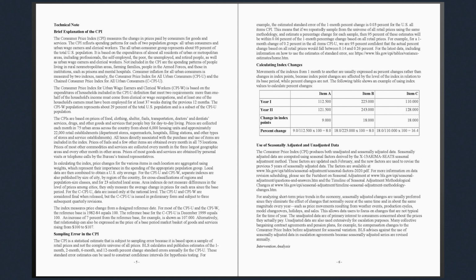For example, the estimated standard error of the 1-month percent change is 0.03% for the U.S. all items CPI. This means that if we repeatedly sample from the universe of all retail prices using the same methodology, and estimate a percentage change for each sample, then 95% of these estimates will be within 0.06% of the 1-month percent change based on all retail prices. For example, for a 1-month change of 0.2% in the all items CPI-U, we are 95% confident that the actual percent change based on all retail prices would fall between 0.14 and 0.26%.